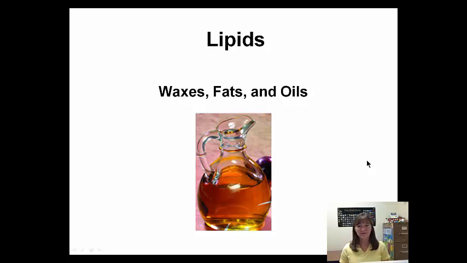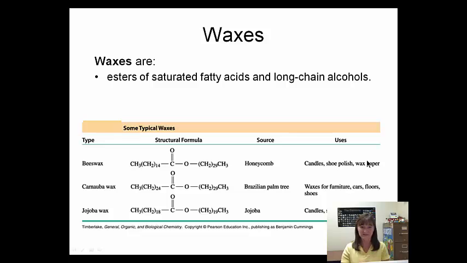Okay, so remember, fatty acids are the building blocks of the waxes, fats and oils. So those are the three we're going to look at today. Waxes are esters of fatty acids and long chain alcohols. So just to refresh your memory, a fatty acid is a carboxylic acid, so it has this carboxyl group, and you're told that they are long chain fatty acids, so they have quite a few CH2s coming off of them.